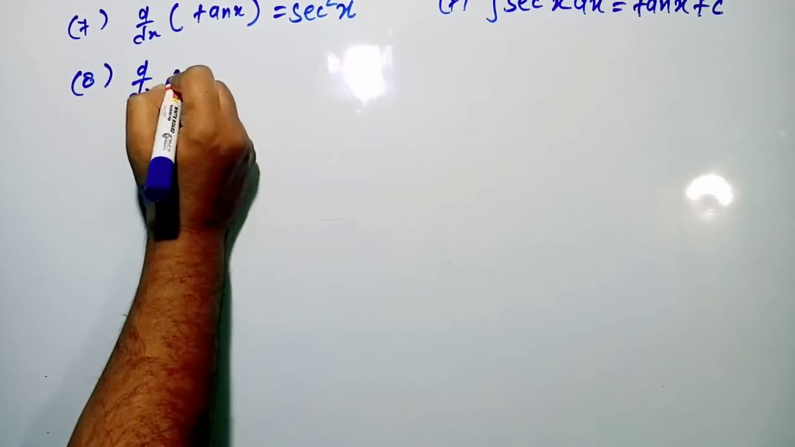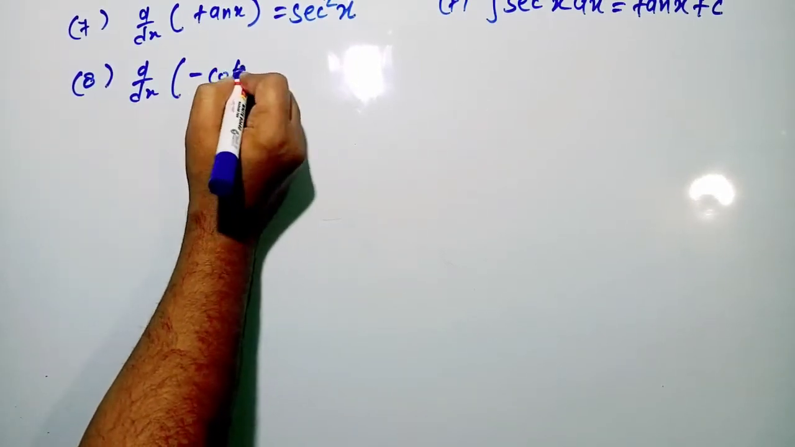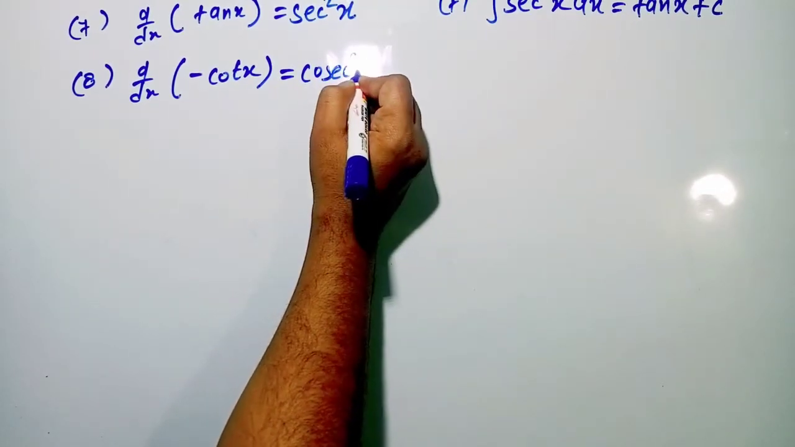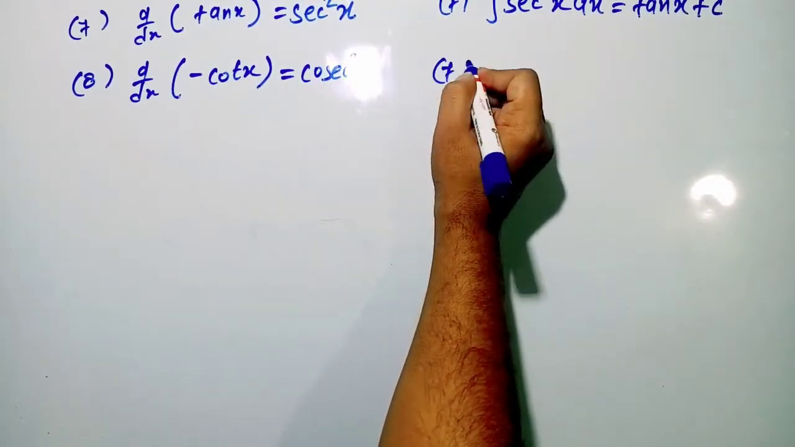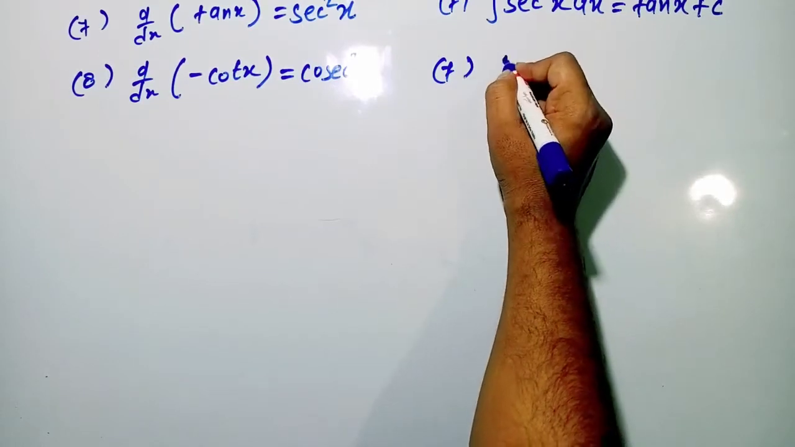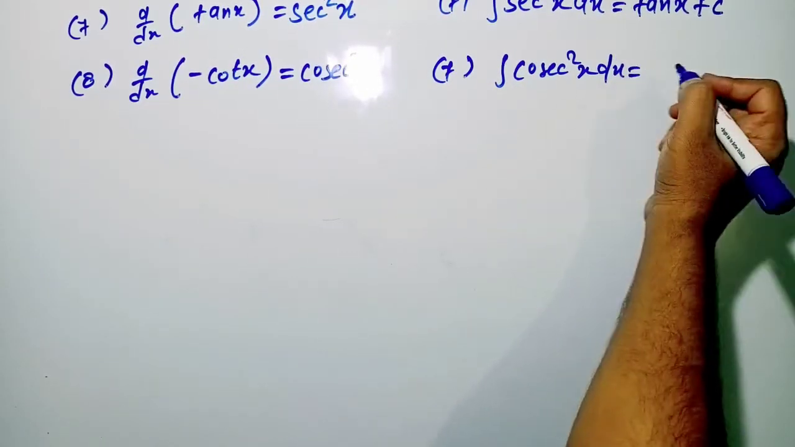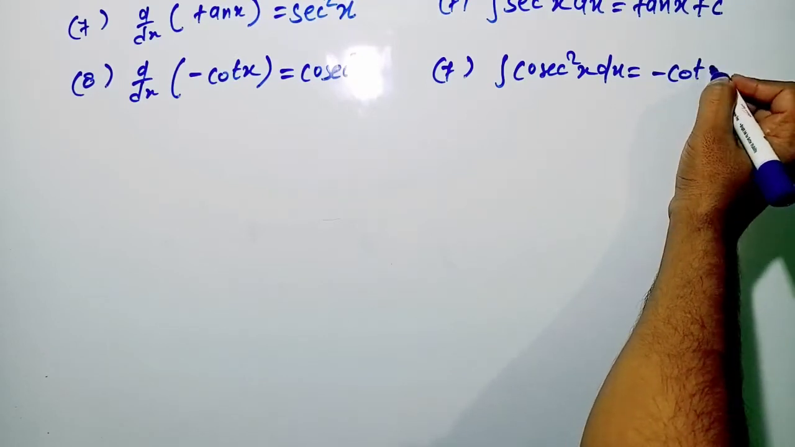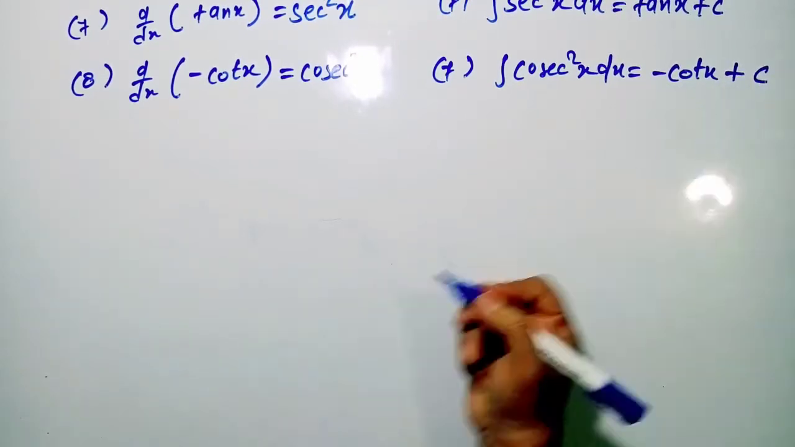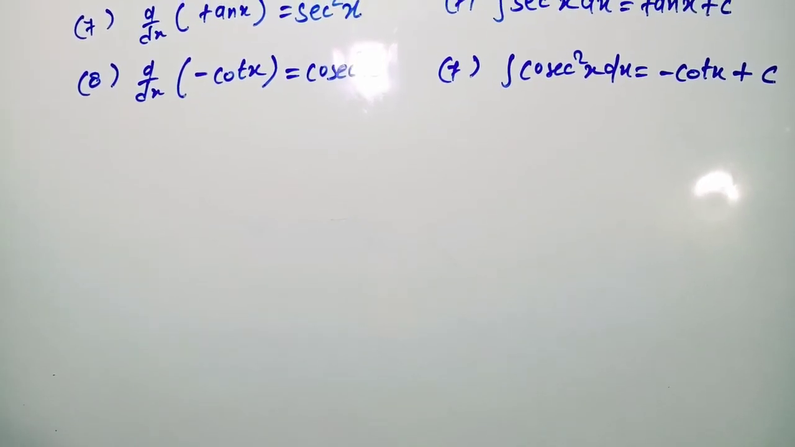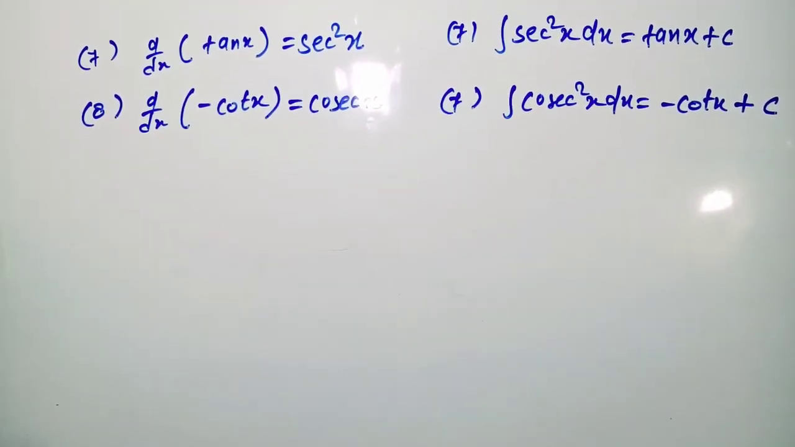Number 8, differentiation of cot x is equal to minus cosec square x, and integration of cosec square x dx, we will get minus cot x plus c. Understood, students? Let us move to the next one.